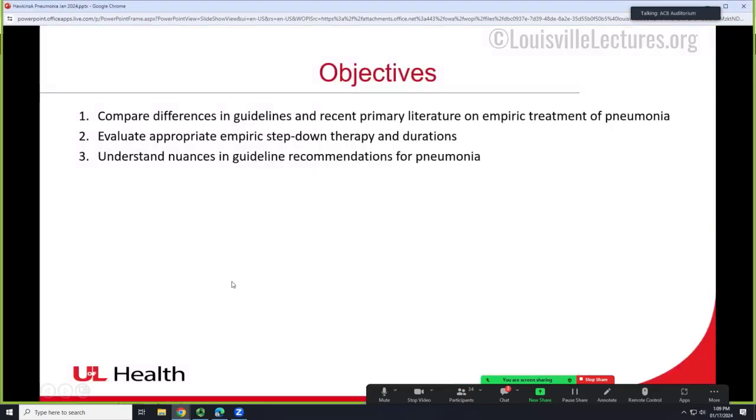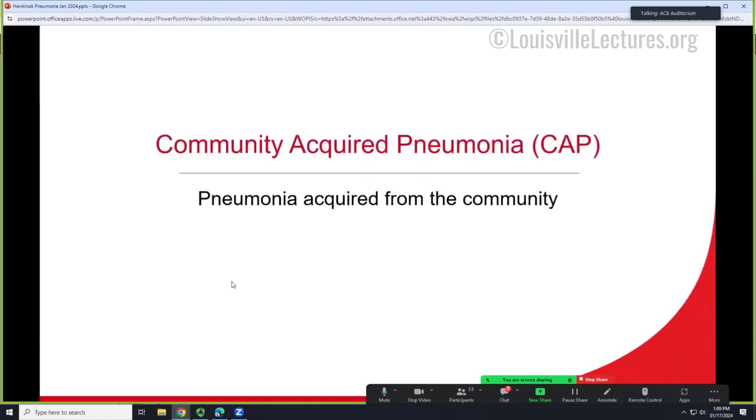Our objectives for today: we're going to compare the guidelines. The community-acquired pneumonia guidelines were published in 2019, the HAP-VAP guidelines in 2016. So we're going to talk about some differences in guideline recommendations and recent literature. We're also going to evaluate appropriate empiric and step-down therapy and understand the nuances between those differences in guideline and literature recommendations. Again, we're going to talk about CAP for the majority of this. There have been a lot of recent updates in the literature in community-acquired pneumonia in the past 10 to 15 years.